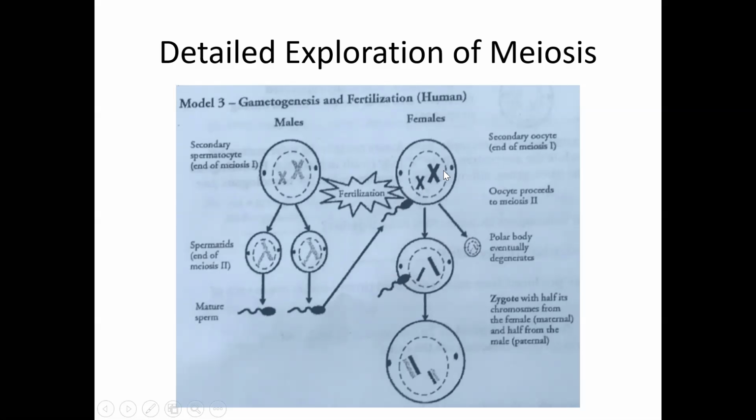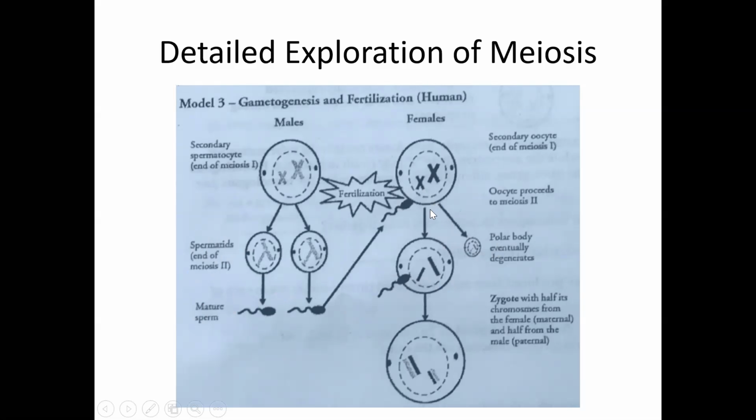At the end of meiosis 2 in males, what is that called? It's called a spermatid, right? What do these cells from the previous question eventually become? They eventually mature into sperm. Before fertilization, what happens to the secondary oocyte?